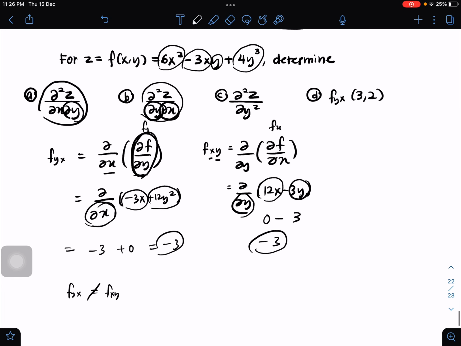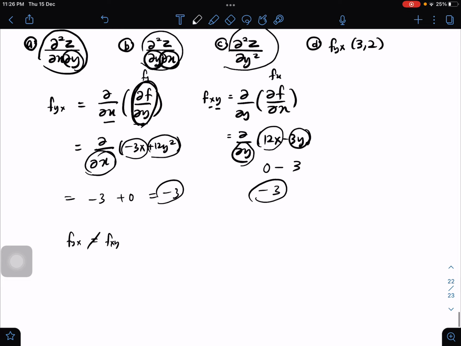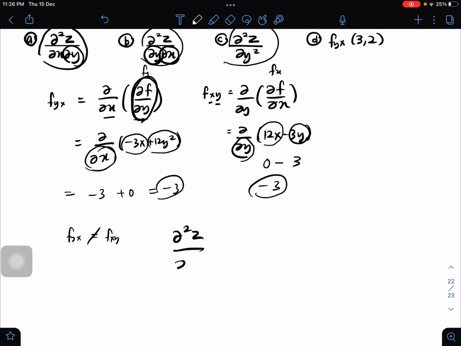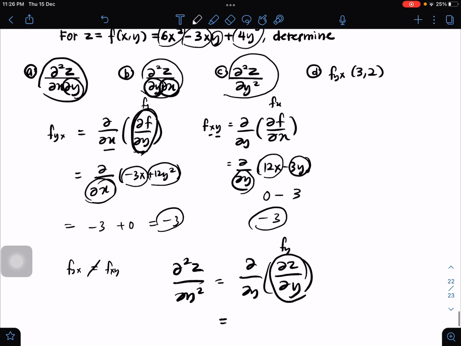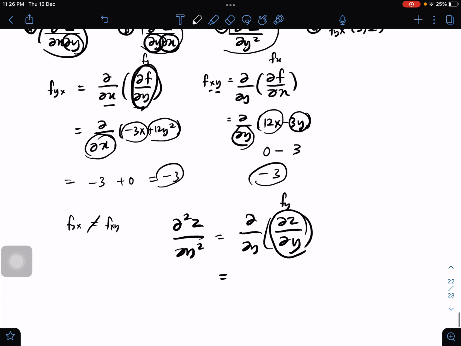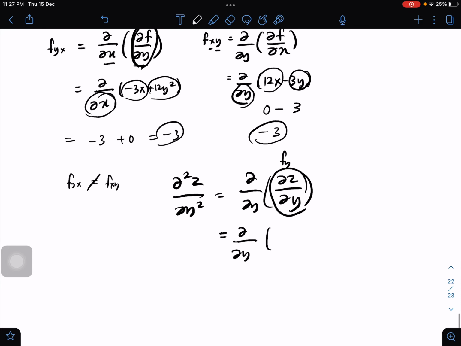So now we want to find next this one, d square z dy square. So apa maksud d square z dy square? Maksudnya kita differentiate kepada y 2 kali. Mula-mula kita dah differentiate kepada y. Okay, kita differentiate kepada y, benda yang dah pun di-differentiate kepada y. Sorry, it's not f, it's z. So here you want the function of y, I write it as f. It's okay, you can use z, you can use f. So you want d dy. So what is your fy? Your fy is here, negative 3x plus 12y square.